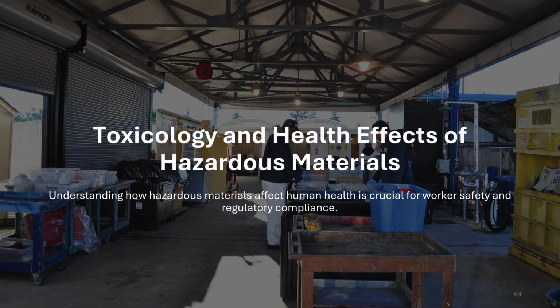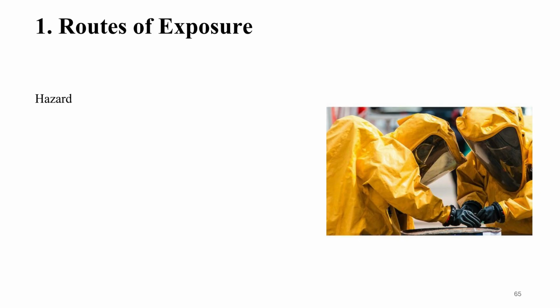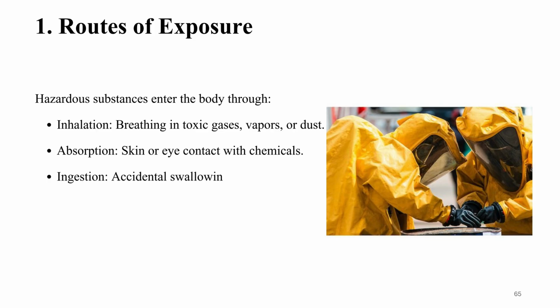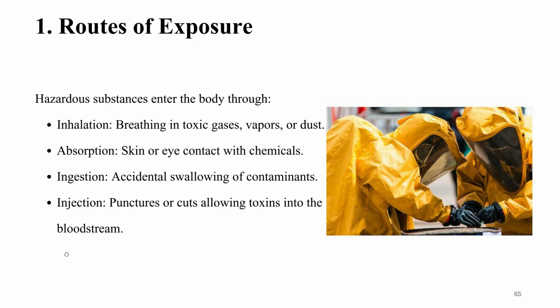Toxicology and health effects of hazardous materials. Understanding how hazardous materials affect human health is crucial for worker safety and regulatory compliance. 1. Routes of exposure. Hazardous substances enter the body through inhalation, breathing in toxic gases, vapors, or dust. Absorption, skin or eye contact with chemicals. Ingestion, accidental swallowing of contaminants. Injection, punctures or cuts allowing toxins into the bloodstream.